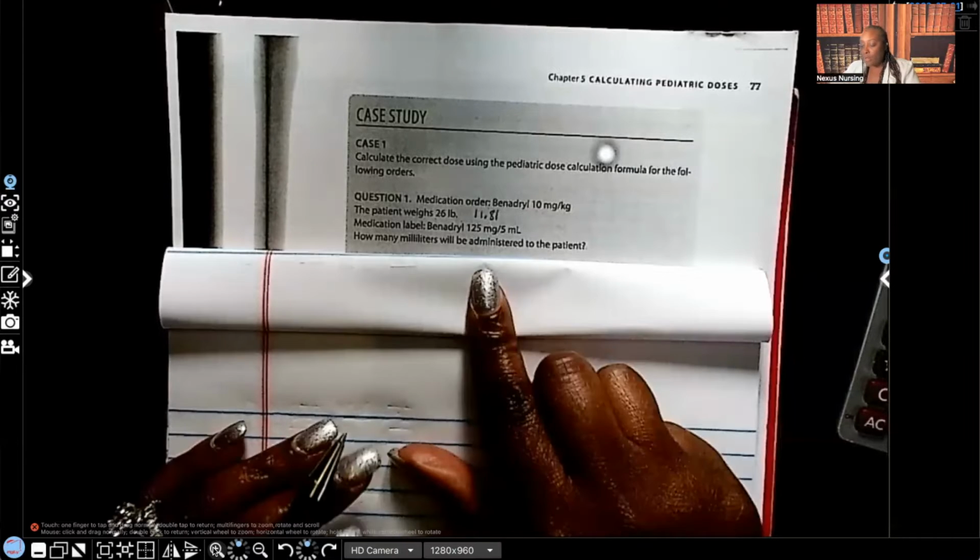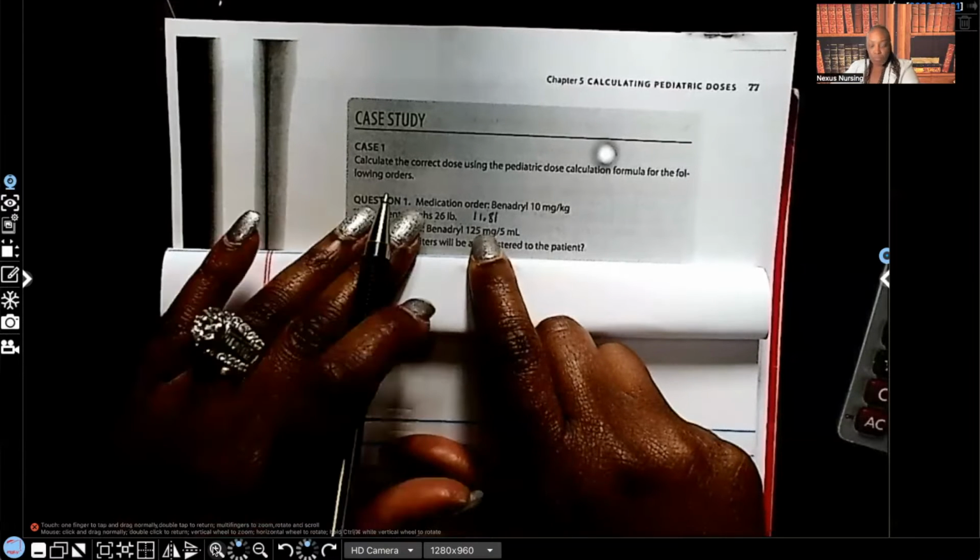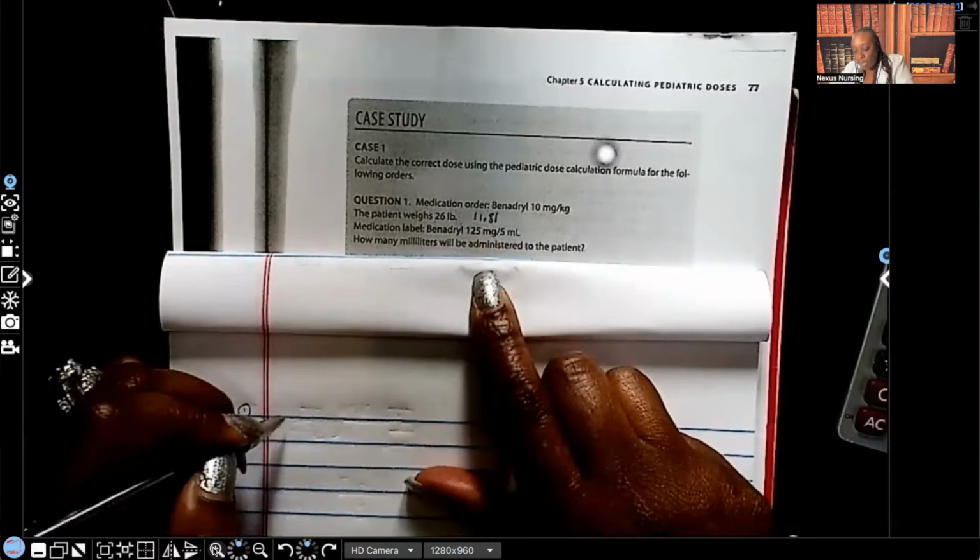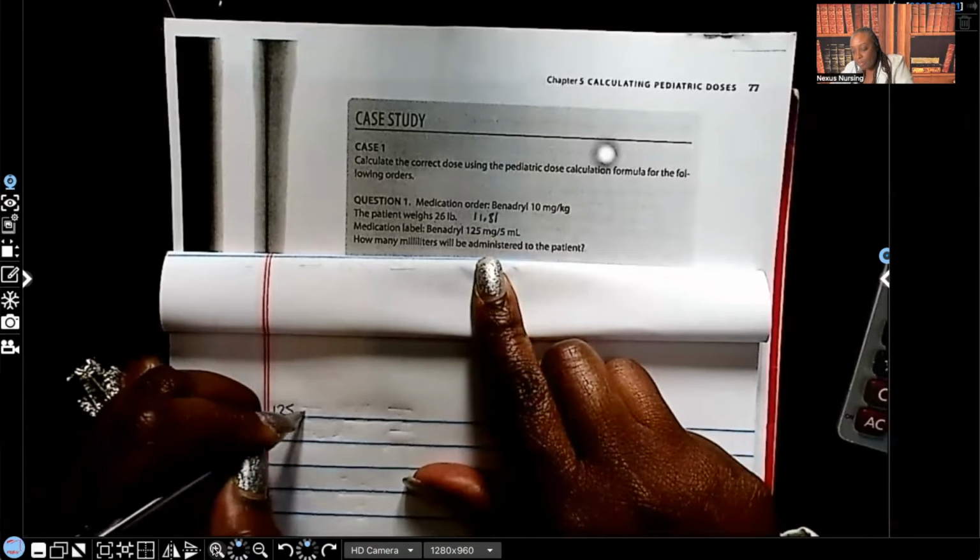So look at number 1. What do we have together? Our label, what we have is 125 milligrams per 5 milliliters. We're not going to separate it. We're going to keep it together. So for number 1, I'm going to write my 125 milligrams per 5 ml, just like it's written here. I kept it the same way. I did not separate it.